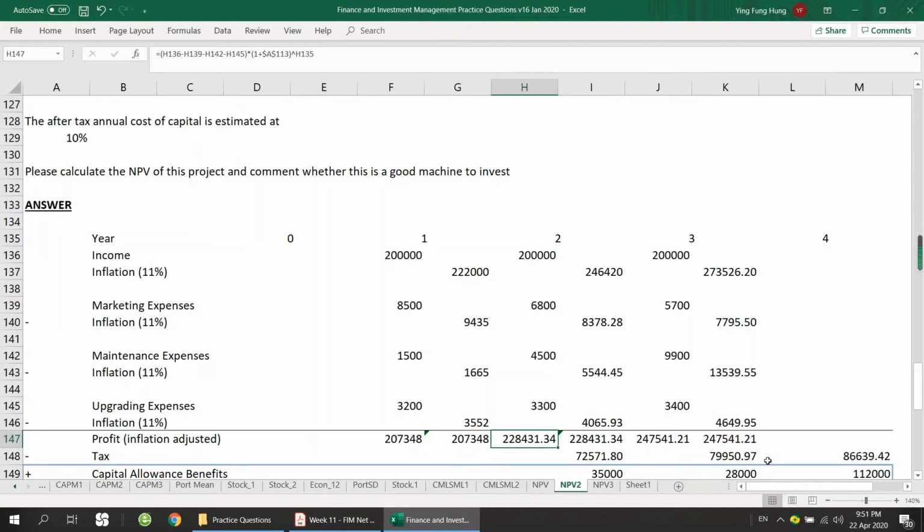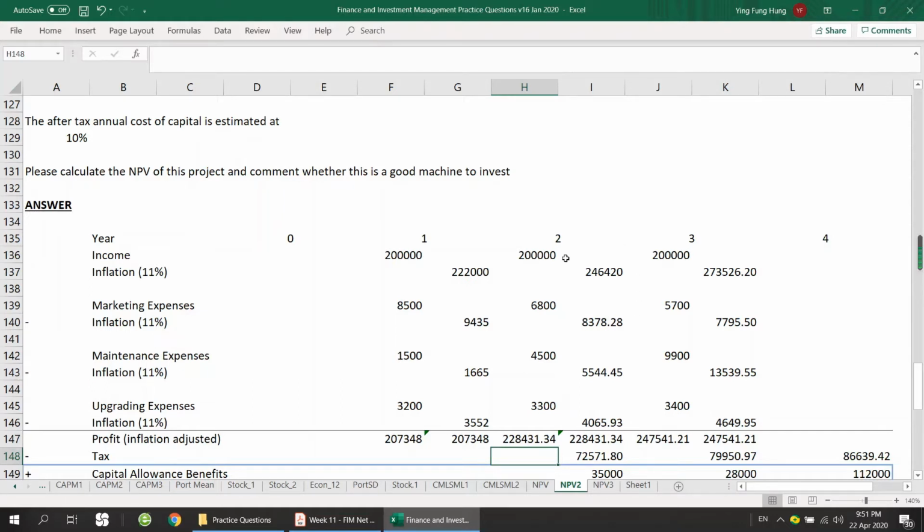Similarly, for the inflation adjusted profit for the second year, we can take this 200,000 minus the marketing expenses of 6,800 minus the maintenance expenses of 4,500 minus the upgrading expenses of 3,300, and then everything we multiply by 1 plus the 11% inflation rate, and then raise to the second power because it's the second year, and this should give us an answer of 228.431 thousand.